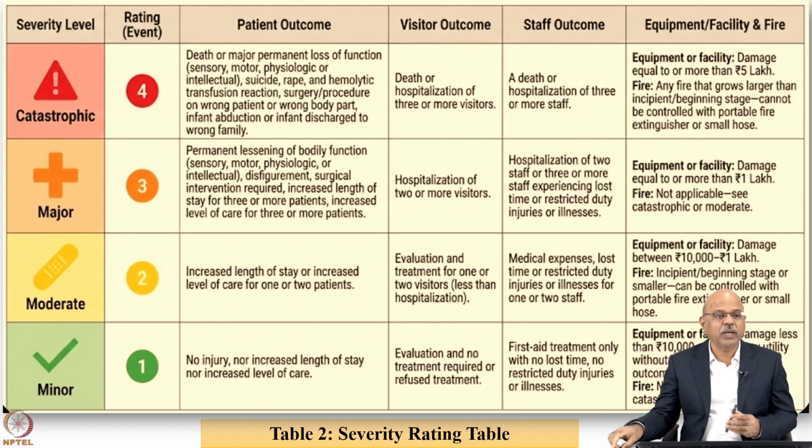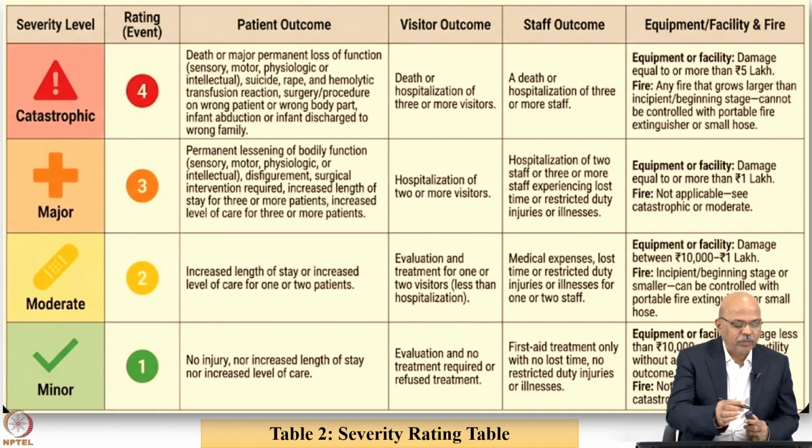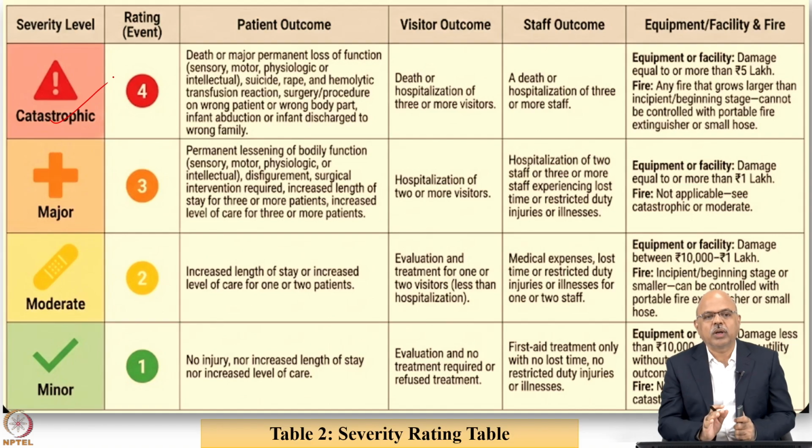In severity 1 you can see catastrophic, where the severity is rated as 4, and the patient outcome is death or major permanent loss of function, sensory, motor, physiologic or intellectual, like suicide, rape, hemolytic transfusion reaction, surgery or procedure on the wrong type, wrong patient, wrong body part, infant abduction. All these are seen in this.